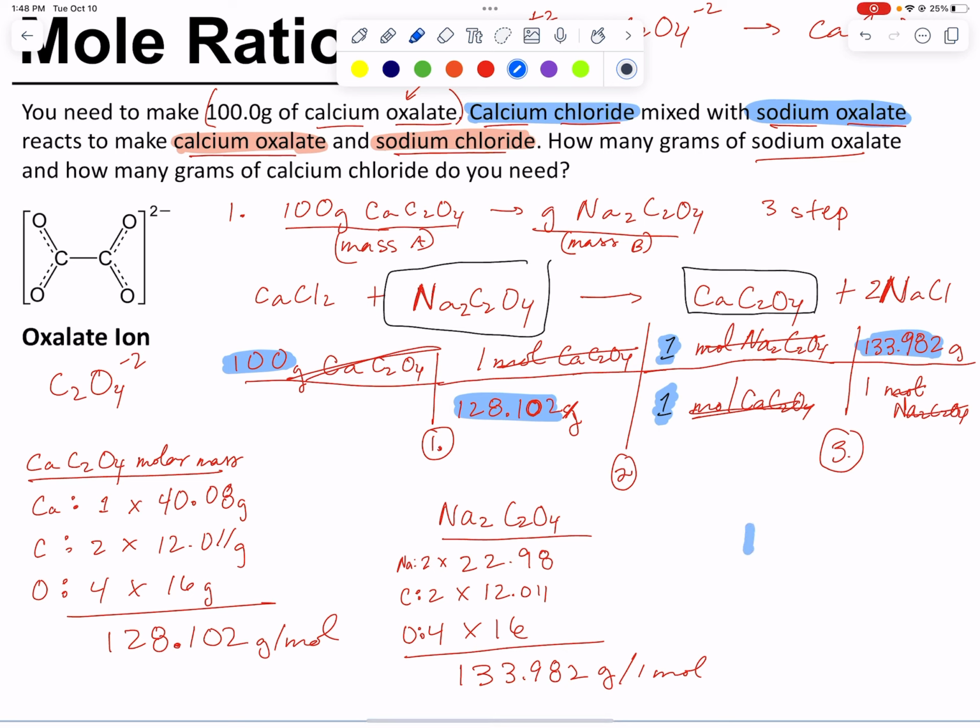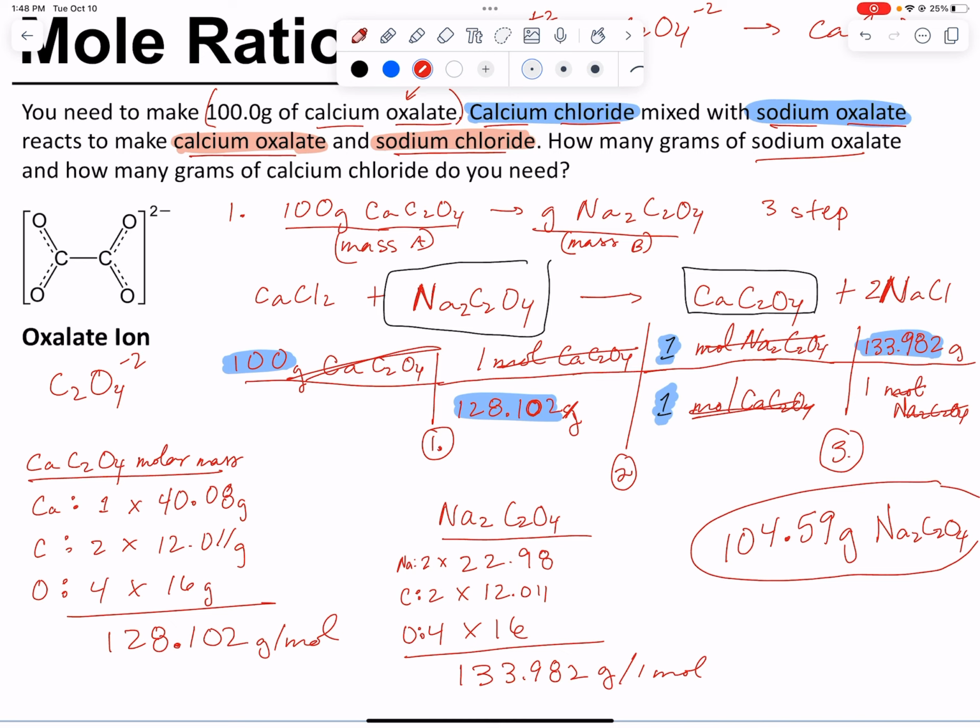And we should get 104.59. That's how many grams of sodium oxalate we would need to make 100 grams of calcium oxalate. And that's only half the problem, okay? The other part of the problem that we did not yet answer is right here. How many grams of calcium chloride would we also need, which would be part 2.